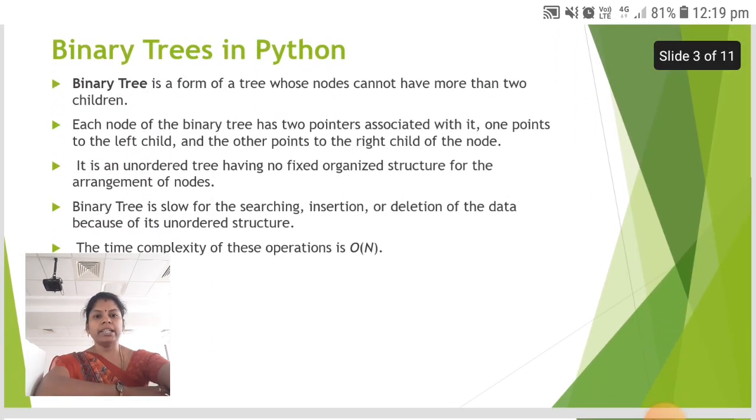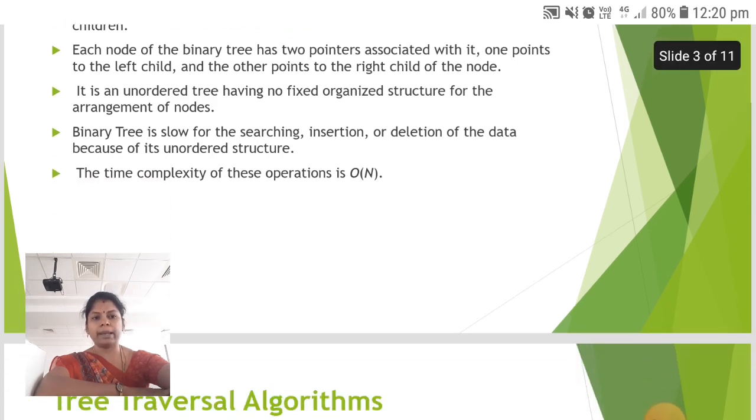The next is the binary tree. A binary tree is a form of tree whose nodes cannot have more than two children. Each node of the binary tree has two pointers associated with it: one points to the left child and the other points to the right child of the node. It is an unordered tree having no fixed organized structure for the arrangement of nodes. A binary tree is slow for searching, insertion or deletion of data because of its unordered structure. The time complexity of these operations is O(n).